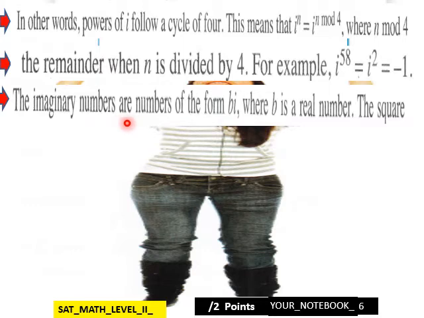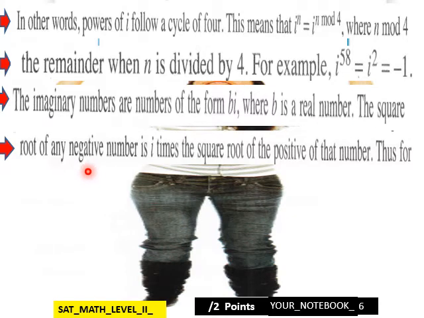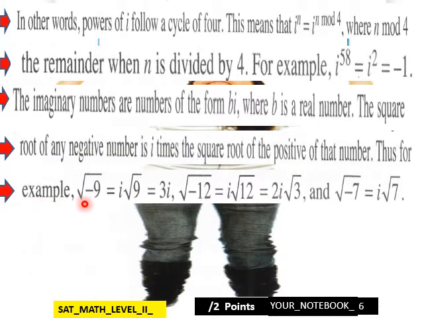The imaginary numbers are numbers of the form bi, where b is a real number. The square root of any negative number is i times the square root of the positive of that number. Thus, for example, the square root of negative 9 equals i times the square root of 9, which will equal 3i. Now the square root of negative 12 will equal i times radical 12, which equals 2 times i radical 3. And then the radical of negative 7 will equal i radical 7.